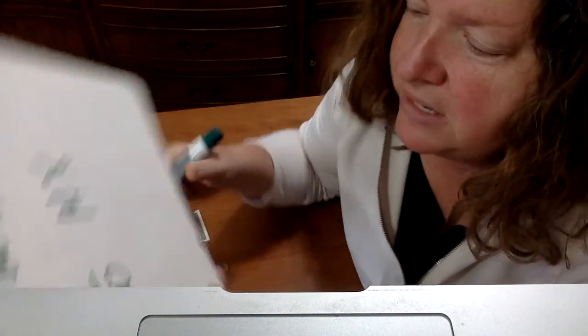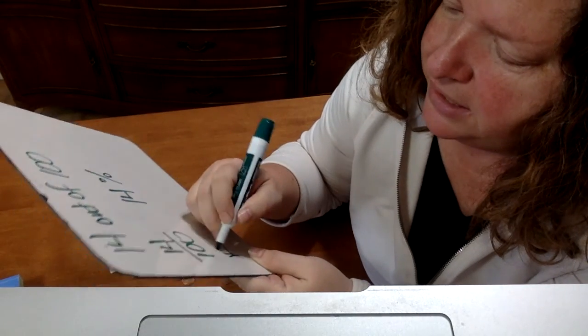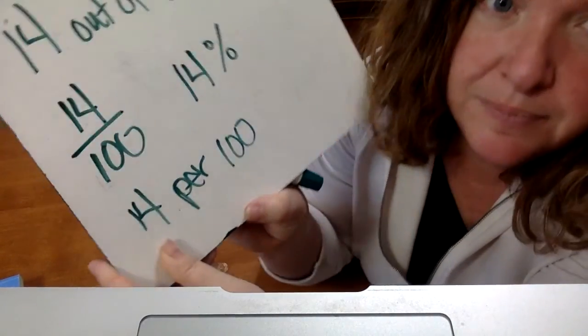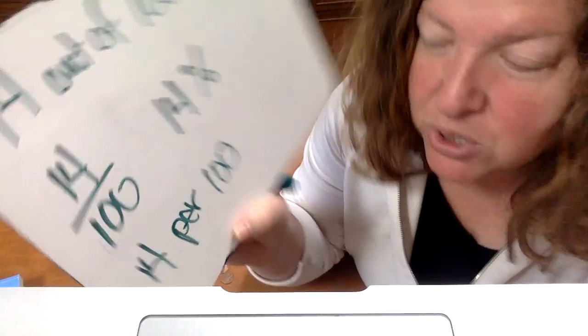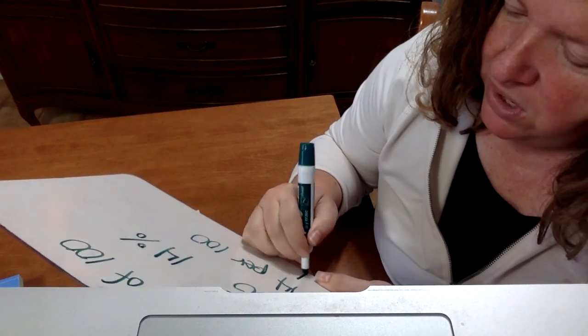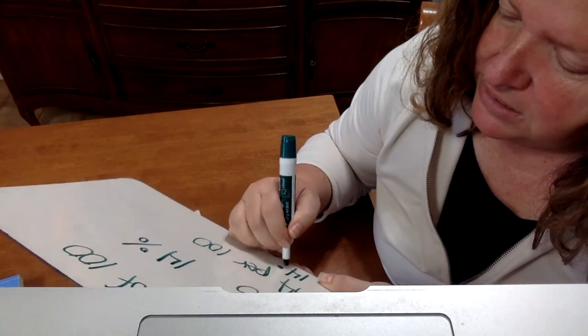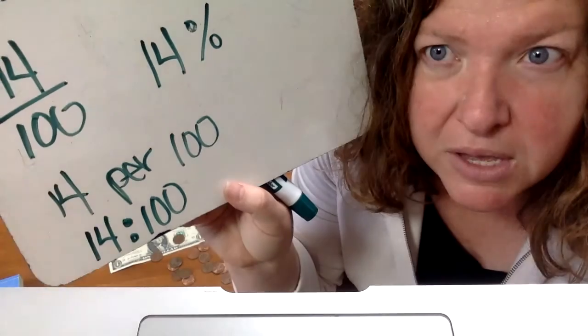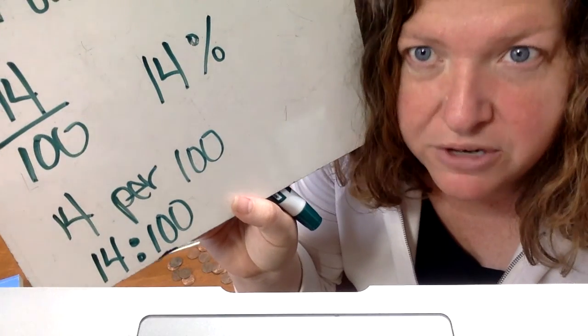Now we could also write this as 14 per 100. That's another way we could write it. Or we could even write it as a ratio, 14 to 100. Every time we're talking about the 100, remember, that's the whole thing.